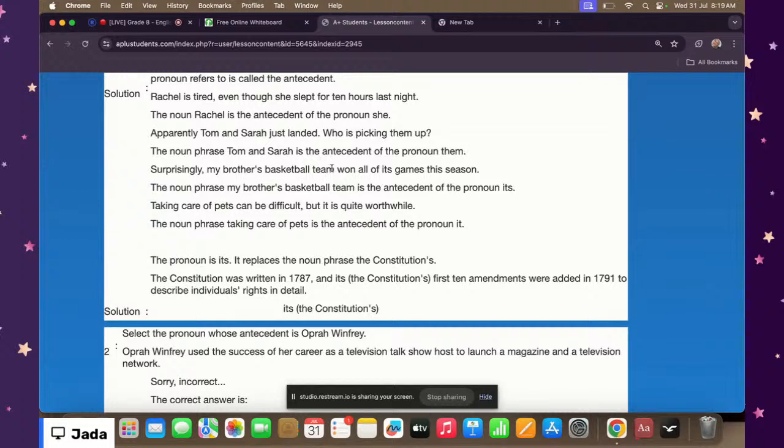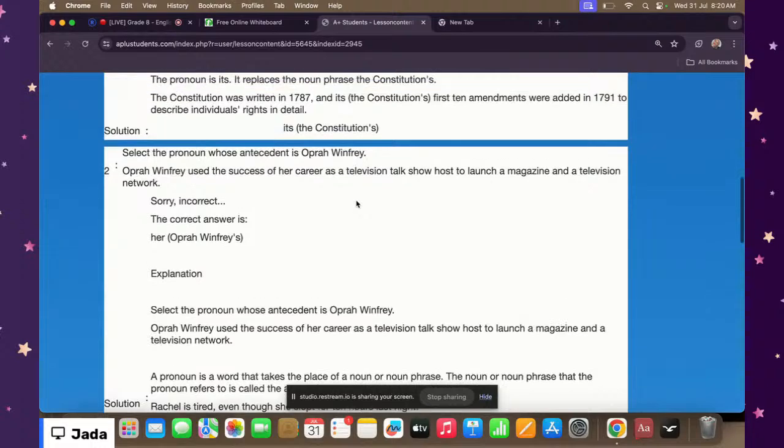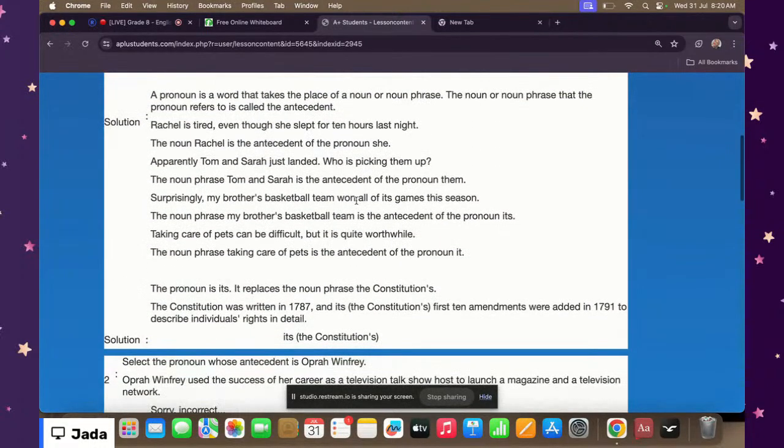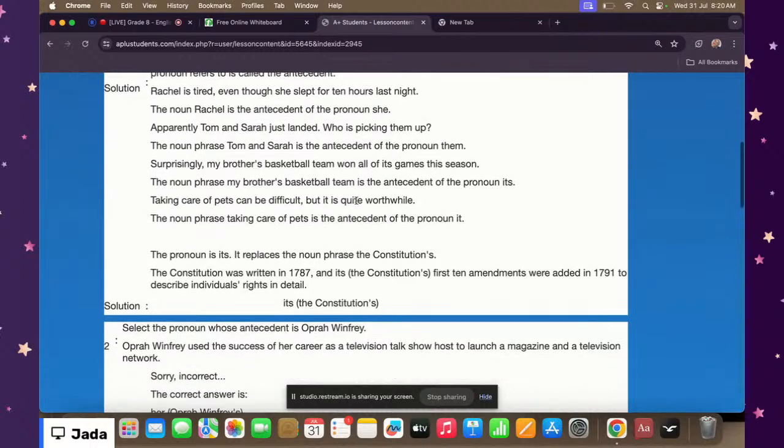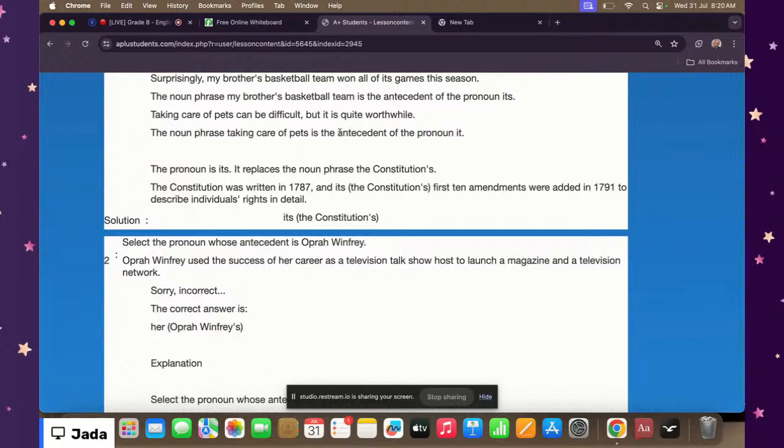Surprisingly, my brother's basketball team won all of its games this season. What is the most suitable antecedent there? The noun phrase my brother's basketball team is the antecedent of the pronoun its. Taking care of pets can be difficult, but it is quite worthwhile. The noun phrase taking care of pets is the antecedent of the pronoun it.